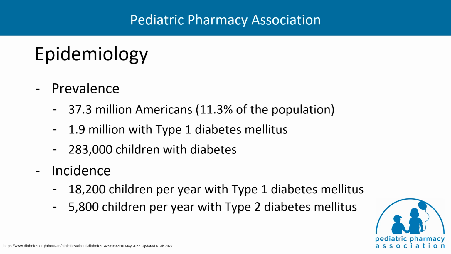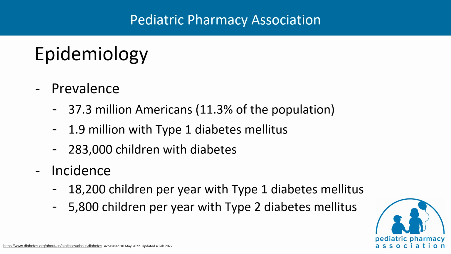So to start out with, diabetes is something that is at the forefront of American society. It's a common disease state of which 37.3 million Americans are diagnosed with, and that represents about 11.3% of the entire US population. Now, of those 37 million Americans, up to a third of them may be actually undiagnosed. So there's perhaps a lot of patients out there with diabetes who don't even recognize it.